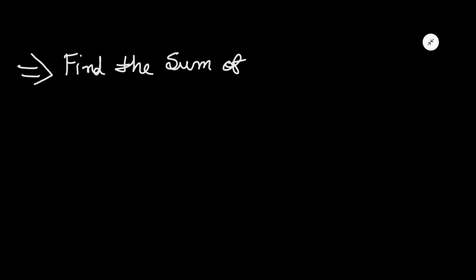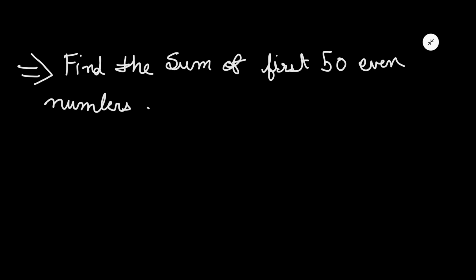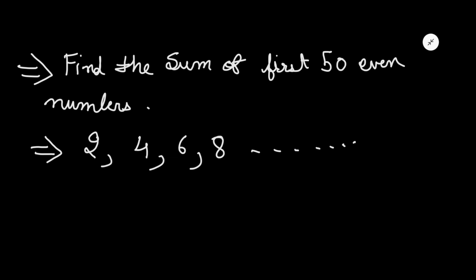Let's do one more example, which is we have to find the sum of first 50 even numbers. So the solution is, if we write the even numbers, we can write 2, 4, 6, 8. So this is our AP.